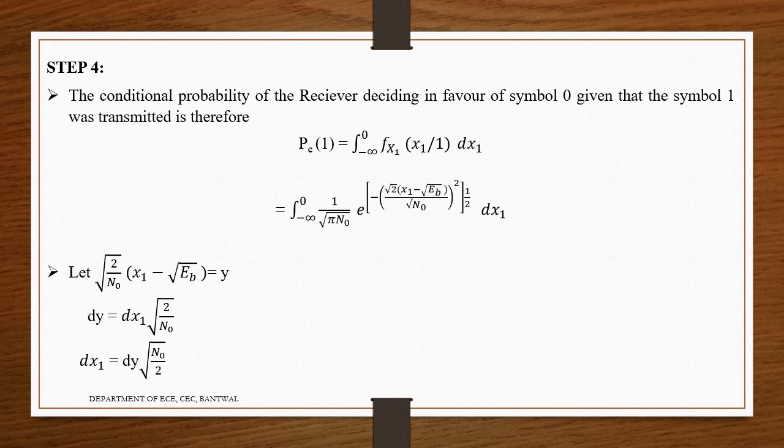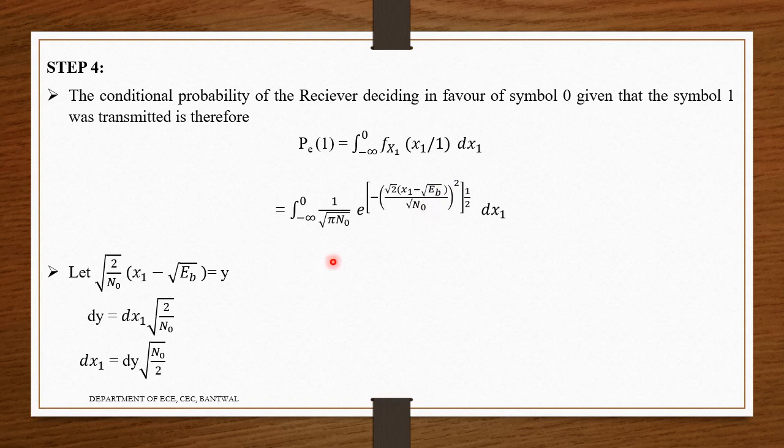Next, in step 4, the conditional probability of the receiver deciding in favor of symbol 0 given that symbol 1 was transmitted. So symbol 1 was transmitted, but the receiver is deciding symbol 0. That's the probability of error of receiving symbol 1 but favoring symbol 0. So probability of error of 1 is equal to the integral from minus infinity to 0, because symbol 0 comes in that range, of f of x1 given 1 into dx1.